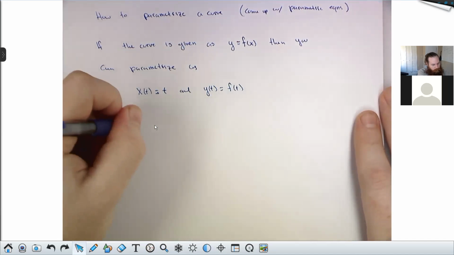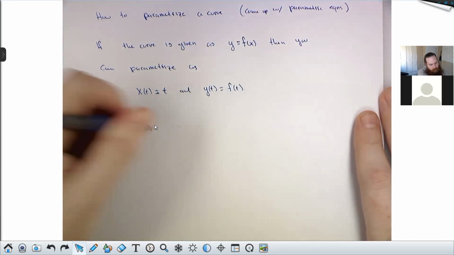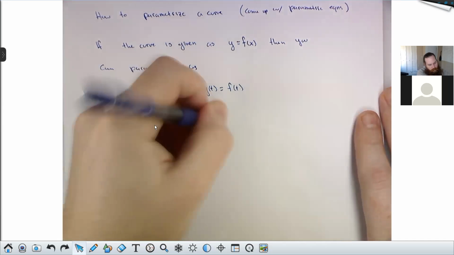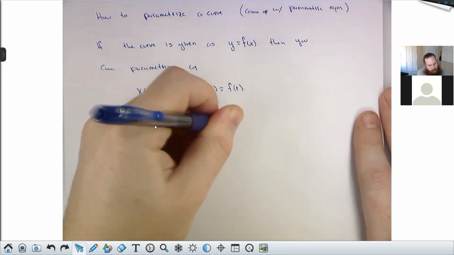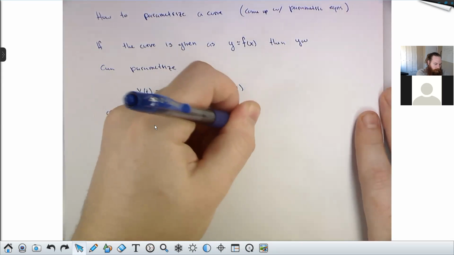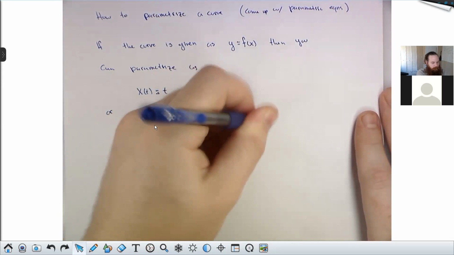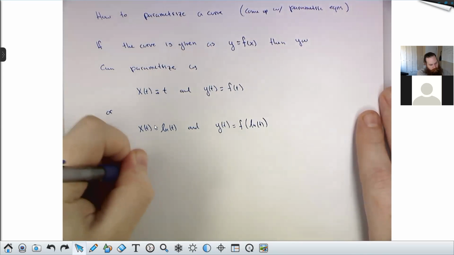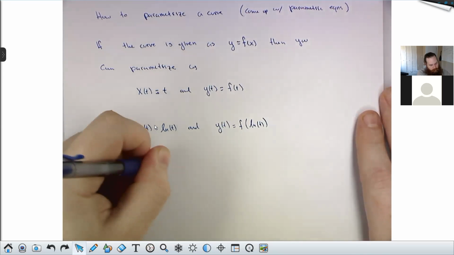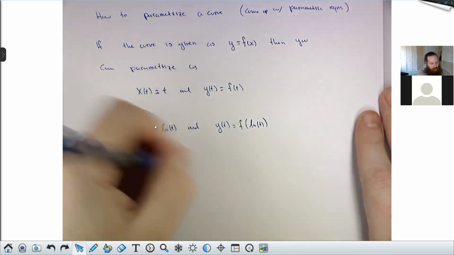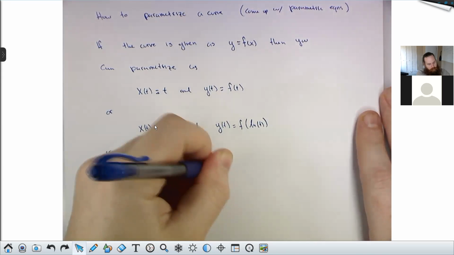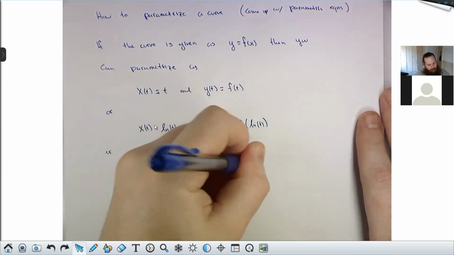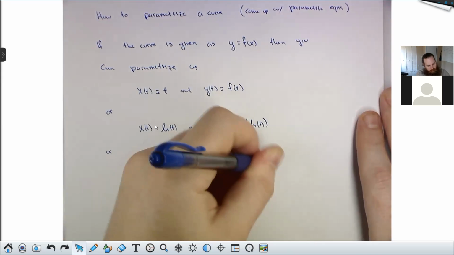Or for your x's, you could use something like the natural log of t. And y of t, you could use f of the natural log of t. Or for x of t, you could use tangent, and y of t would be f of tangent t.